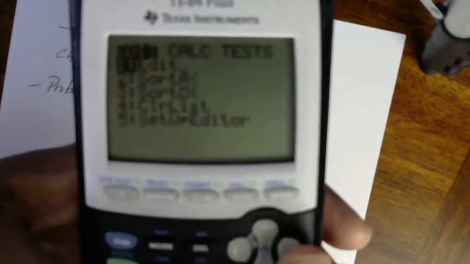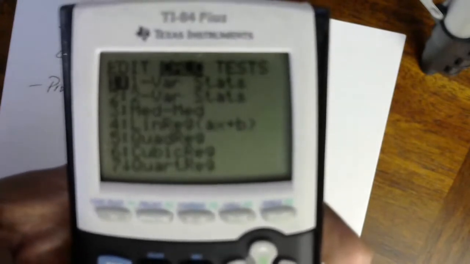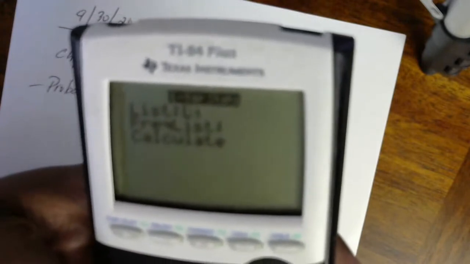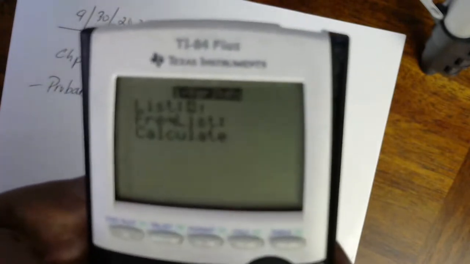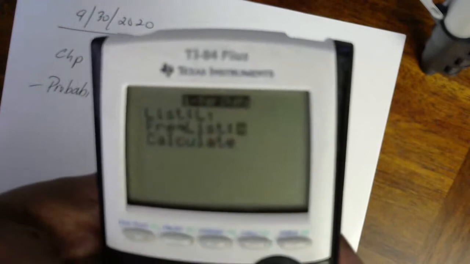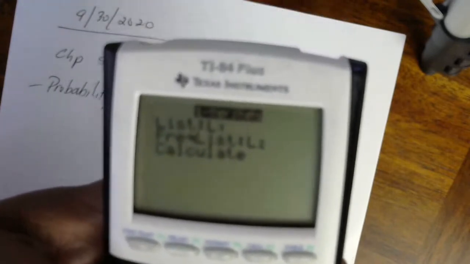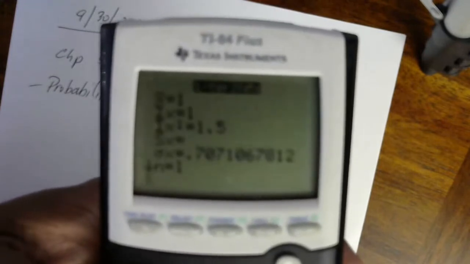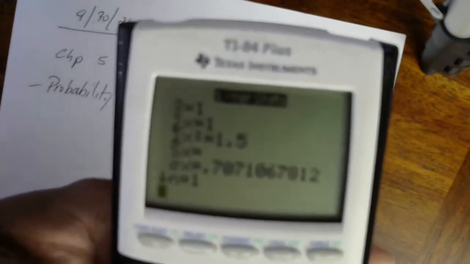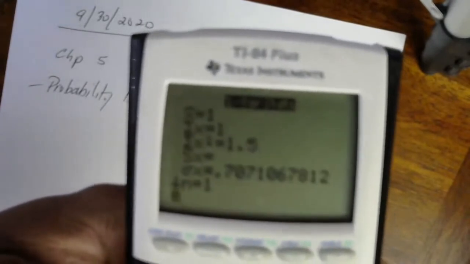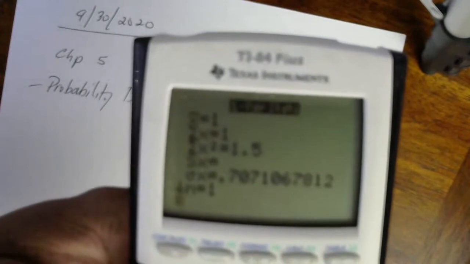I'm going to go back to my home screen. And now once I go back into stat and over to calculate the one variable statistics, for list, you should put in list 1. For frequency list, you want to put in list 2. So I'm going to hit second and 2. And then we can go down to calculate. All right, and here we have the statistics. The mean X bar is 1, and the standard deviation is 0.7.